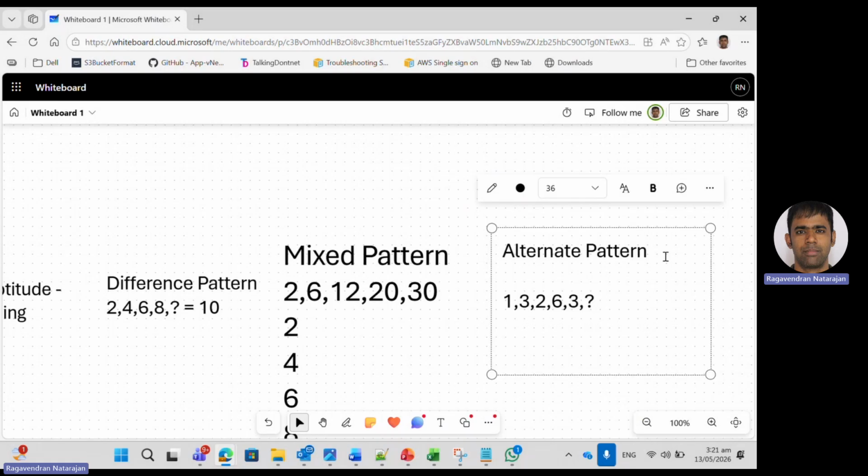What are the odd sequence terms? Odd: 1, 2, 3. What are the even sequence terms? 3, 6. So the odd terms increase by 1: 1, 2, 3. And the even terms increase by 3: 3, 6, and the last one will be 9. This is called the alternate pattern.